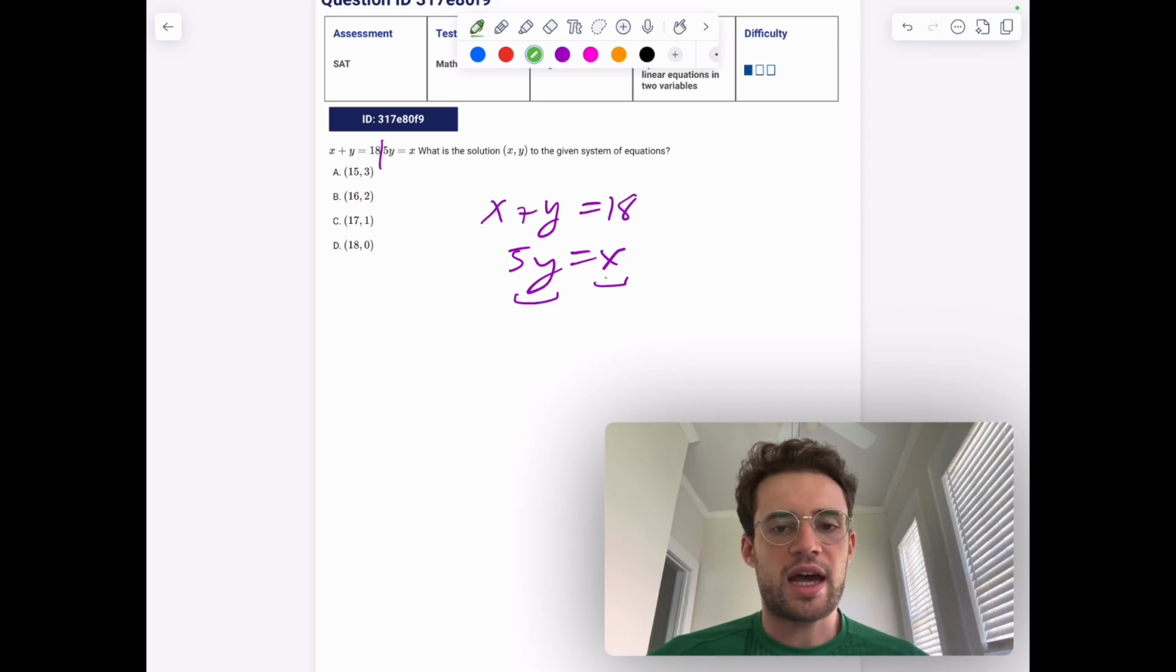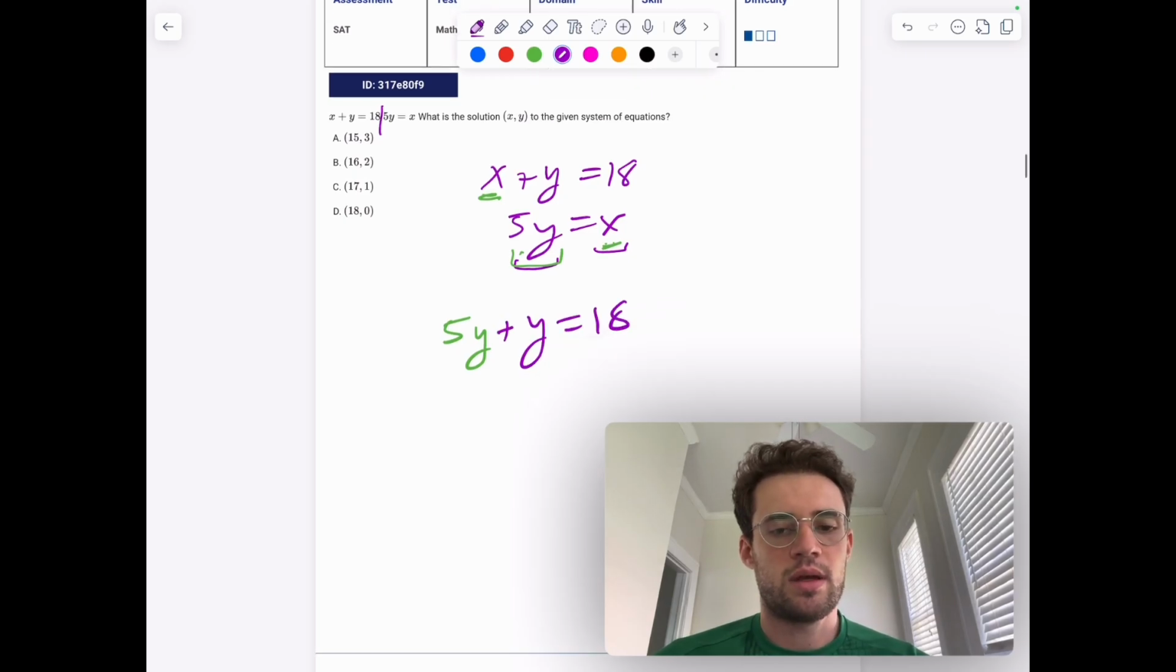So since they gave x alone already, and we have to solve for x and y, I'm going to substitute in 5y in place of the x, because we know x is equal to 5y. So I'll write, instead of x plus y, I'm going to write 5y plus y equals 18. This is substitution.